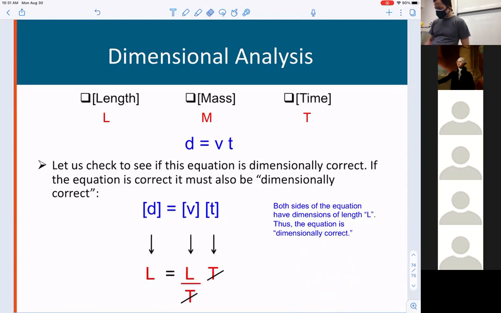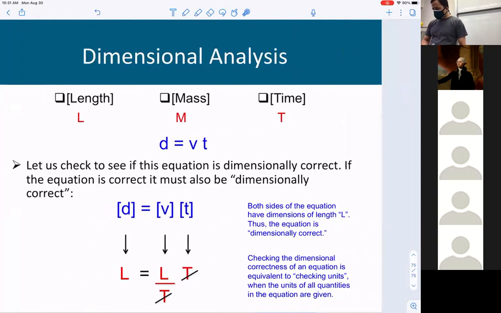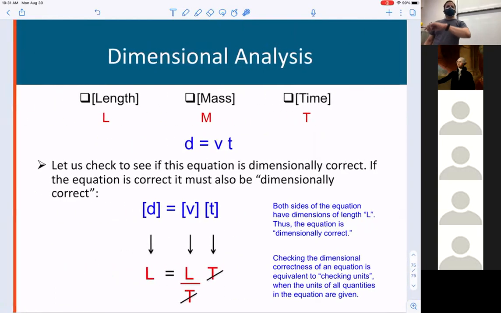Okay. And this is equivalent to checking units, because you can express it in SI units: length will be meters, and then this will be meters per second times seconds. The seconds will cancel, and you'll have meters equal to meters. But checking dimensions is sort of independent of what units you're using, though they are equivalent. Okay. Any questions on that?